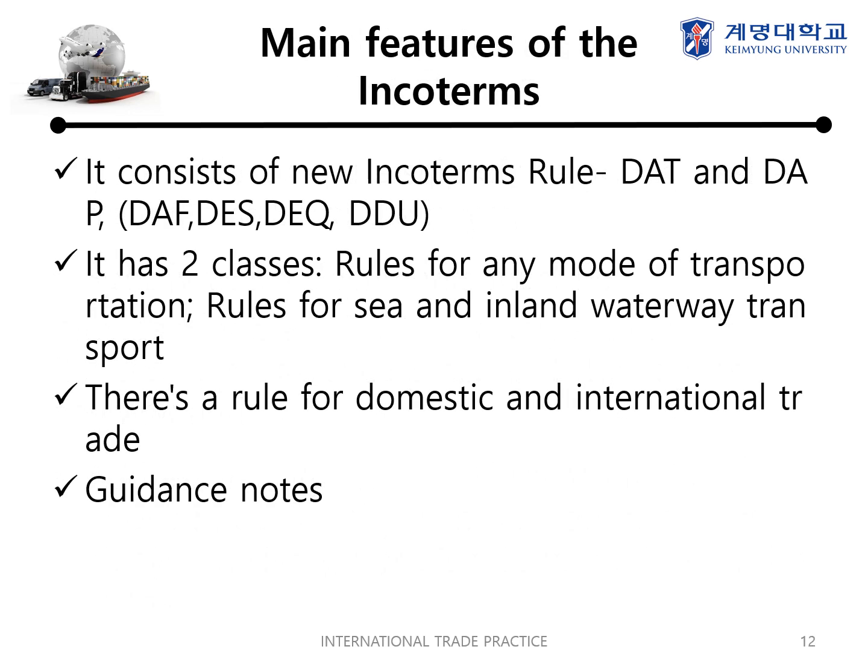What are the main features of Incoterms? Incoterms consist of the new Incoterms and the old Incoterms, the DAT, DAP, DAF, and the rest of the 11 Incoterms. And these Incoterms have two classes: rules for any mode of transportation, and rules specifically used for sea and inland waterway transport.